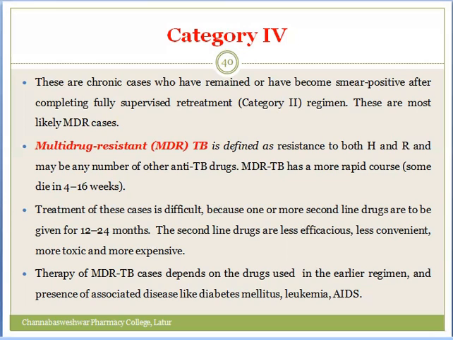So during MDR tuberculosis treatment, the cases are difficult because one or more second line drugs have to be given for 12 to 24 months, and these second line drugs are less efficacious, less convenient, more toxic, and more expensive. So therapy of MDR TB cases depends upon the drugs used in the earlier regimen, as well as the presence of associated disease like diabetes, leukemia, AIDS, etc.